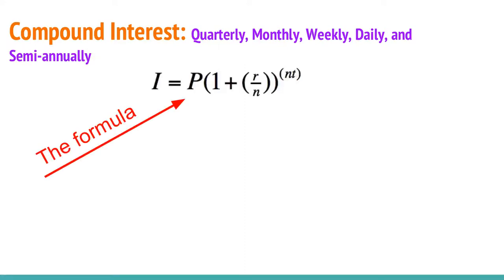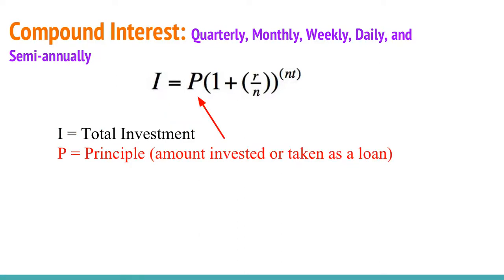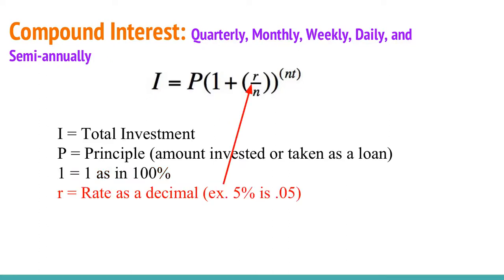The equation or the formula that you're going to need to take note of is this one right here. It is the investment formula for compound interest. The I stands for the total investment. The P stands for the principal, which is the amount invested or taken out as a loan. The 1 stands for 1, as in 100% of your money that you start with. You are always going to have that 1 as part of the equation.